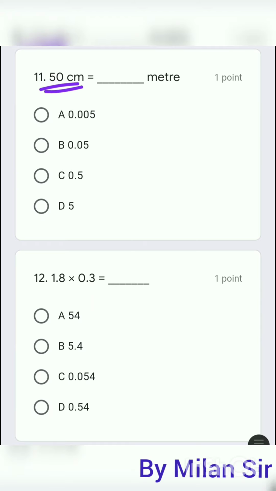After that, here 50 centimeter is equals to how many meter? If we want to convert centimeter into meter, then we need to divide a number with 100.